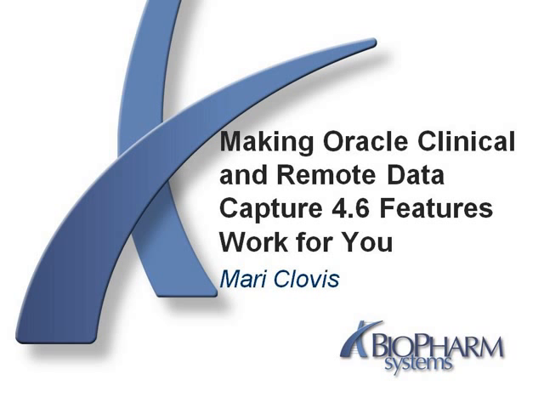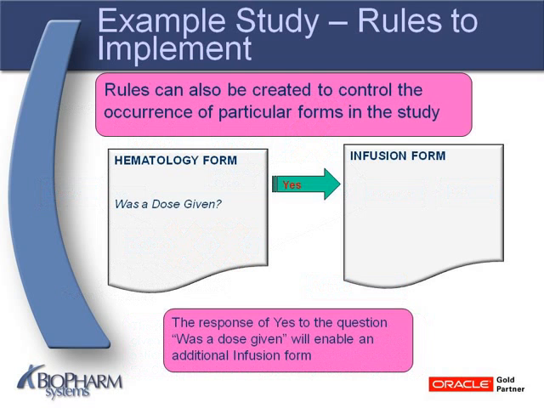We may also have some rules that apply to particular forms, not necessarily that they apply to intervals or visits, but they determine whether within a visit or across the study, whether particular forms are going to be enabled. And that's going to be something called a DCI Rule.